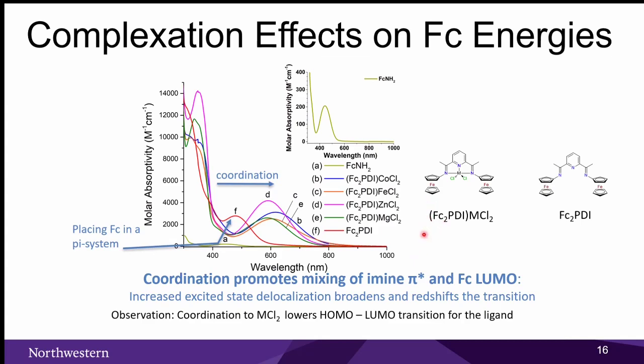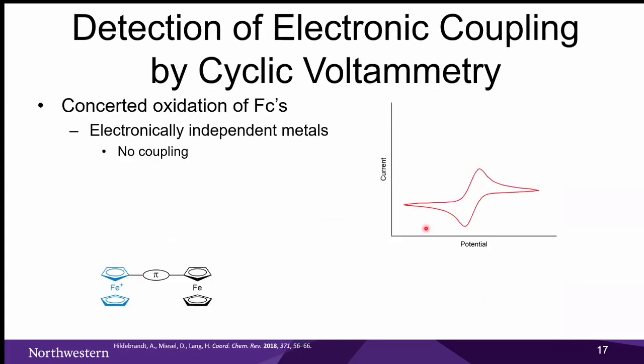So the first experiment that is usually done to probe that is cyclic voltammetry. The reason why this works is because if you have two metals that are related by symmetry, so they have the same coordination environment, and they're not coupled at all, that means one metal doesn't care that the other one's been oxidized. You should expect that they have the same oxidation potential, and you would get a single redox wave that accounts for two electrons.